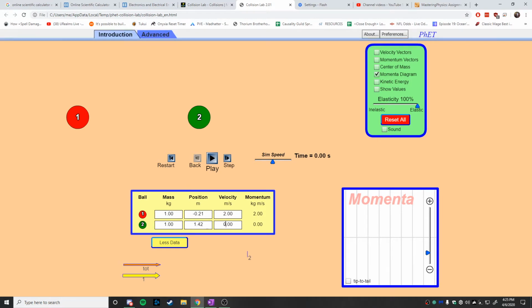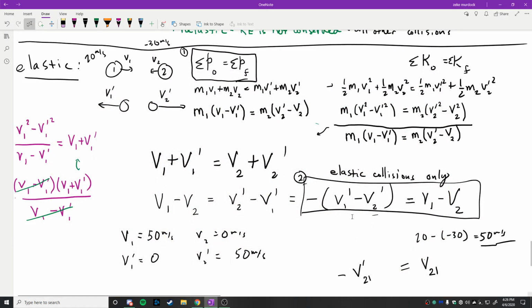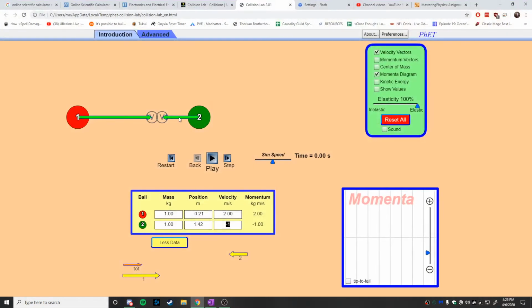We can also make it so that, let's say this one's -1. What's going to happen after this collision? If this ball is moving to the right at 2 meters per second, and the other ball is moving to the left at -1, what do you think is going to happen when they collide with each other? What does this other equation tell us is going to happen? This one here. What's v1 minus v2 in this case? v1 minus v2 would be 2 minus -1, so it's +3, right?